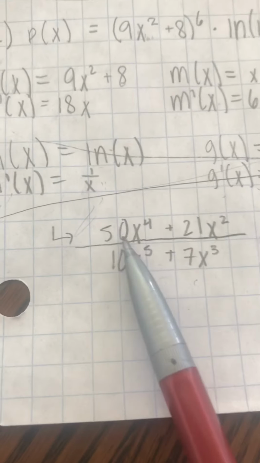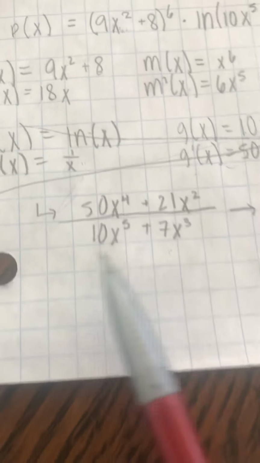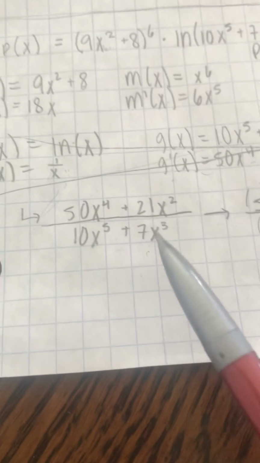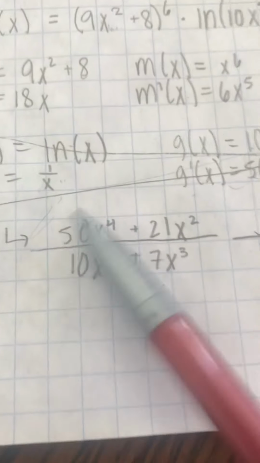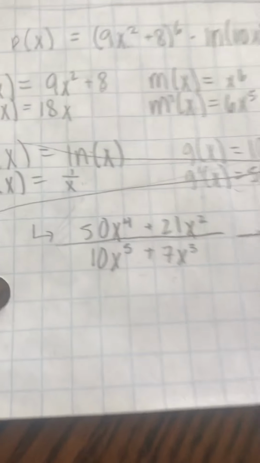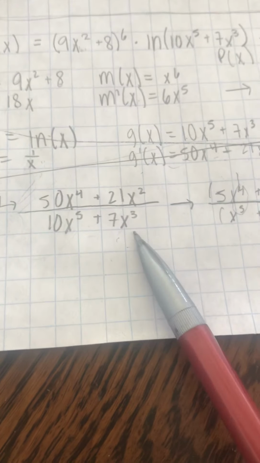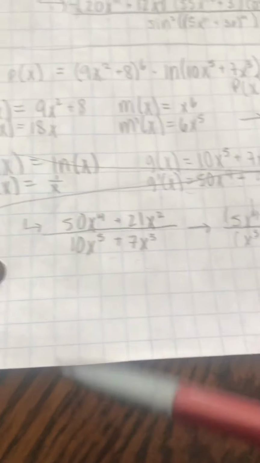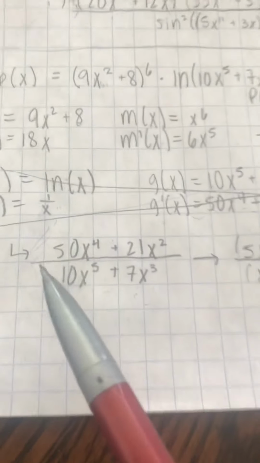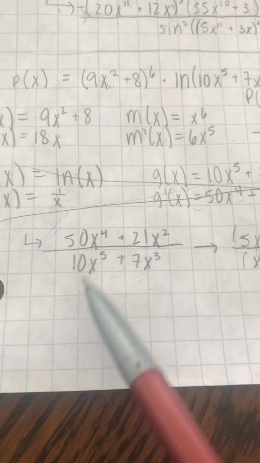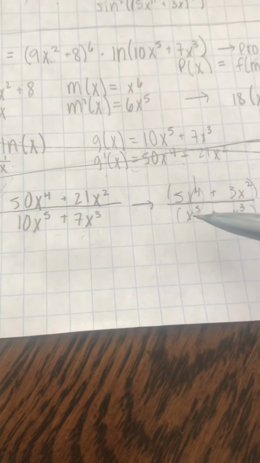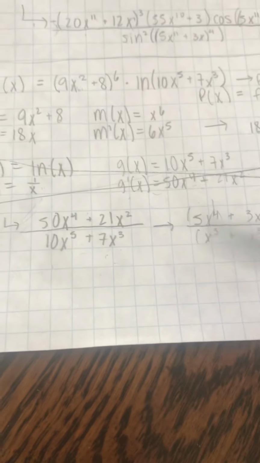So I have 50x to the 4 plus 21x to the 2 over 10x to the 5 plus 7x to the 3. Here, I'm going to simplify the coefficients. I think I could have used the exponent quotient rule to cancel these out, but I didn't. So I have a 50 over 10, so I can divide out a 10 from there, I think. You know what? It doesn't matter.